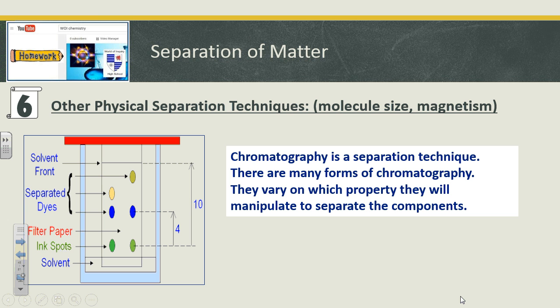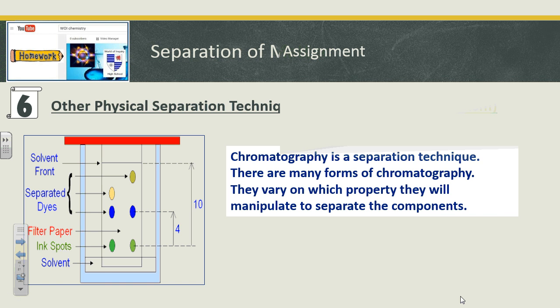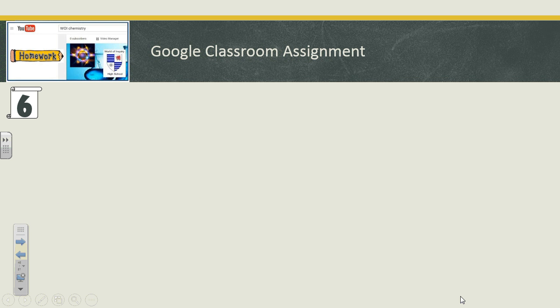Okay, and magnetism is a way I could separate, say, iron shavings from wood chips. I could run a magnet over the top and it would pull up all the iron. But not many metals are actually magnetic. So iron and what else is magnetic again? Iron and who? Maybe nickel? Yeah, mostly just iron though.